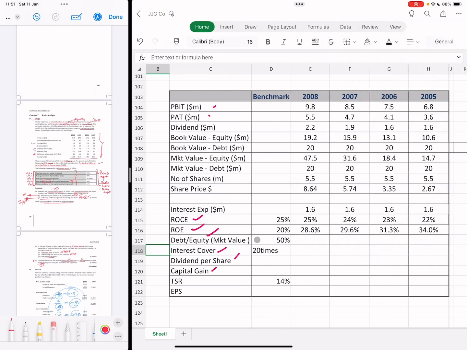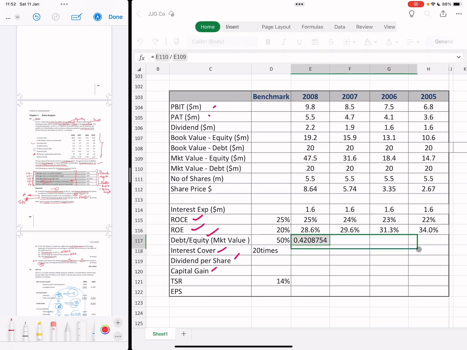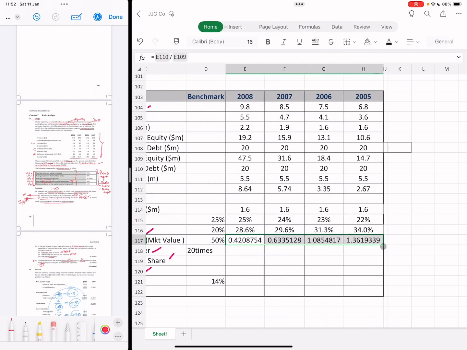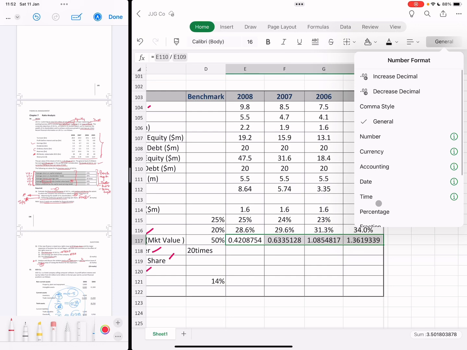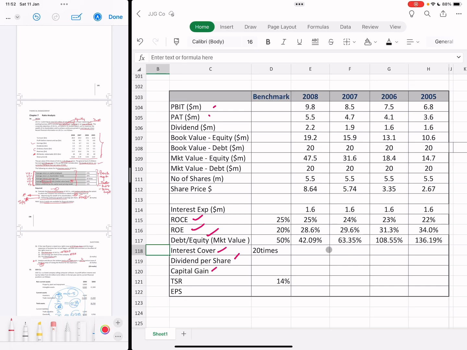And the next one is the debt equity ratio, which is book value. That means you just have to do debt at market value divided by the equity. And that will be the same for all the years as well. Remember it has to be in percentages. Easy. Then interest cover is PBIT divided by the interest expense.